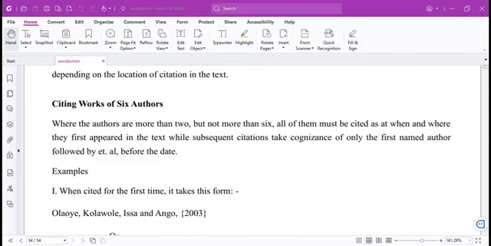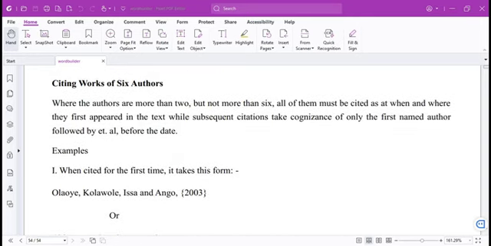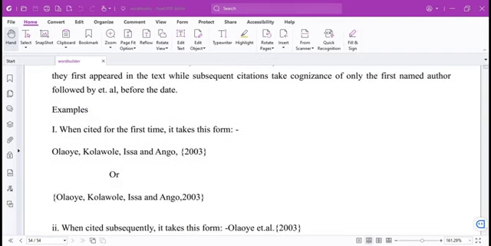We have citing works of six authors. Where the authors are more than two, but not more than six. All of them must be cited as at when and where they first appeared in the text, while subsequent citations take cognizance of only the first named author, followed by et al before the date. So the first one, you cite all their names. Example, when cited for the first time, it takes this form: Olaoye, Kolawole, Issa, and Ango.